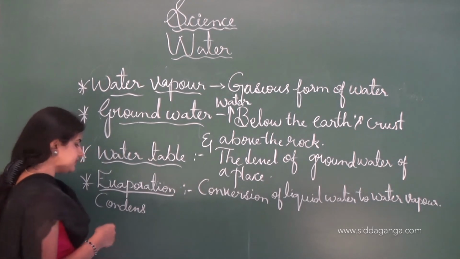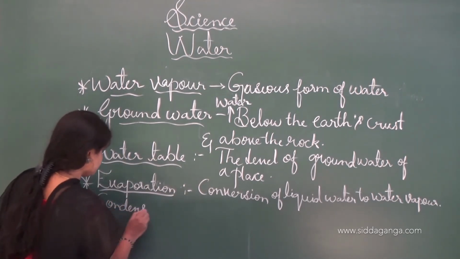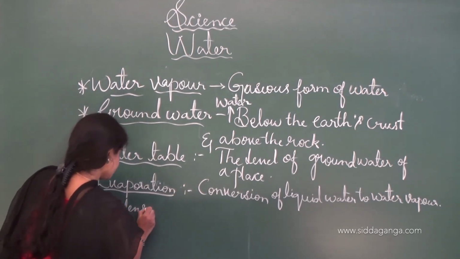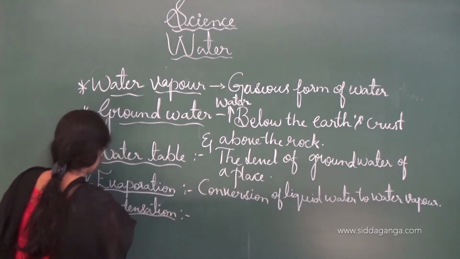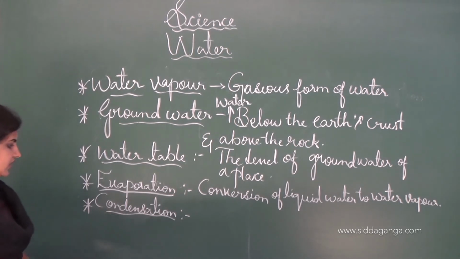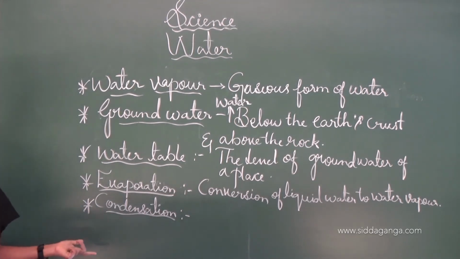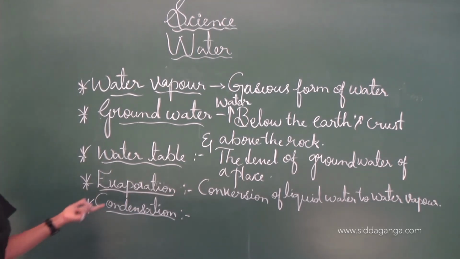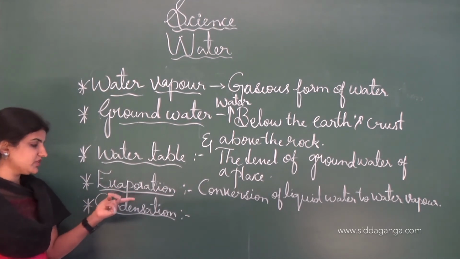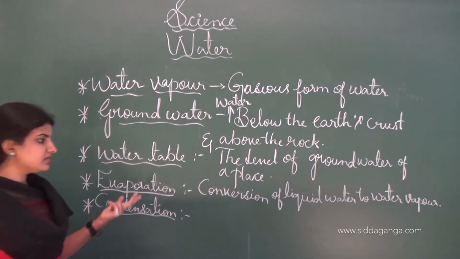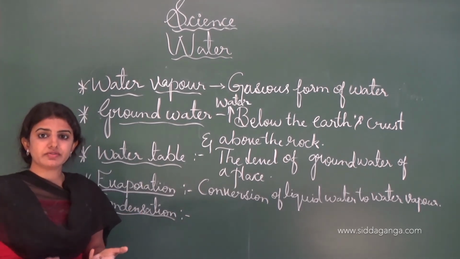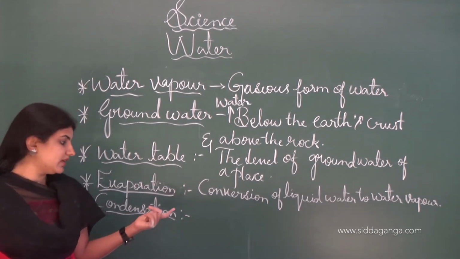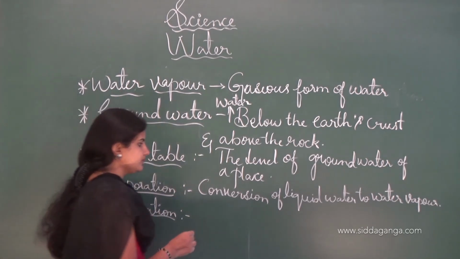See, in the preceding section I told about the definition of condensation. In this lesson also the term condensation comes, so I told the definition of condensation. Condensation is nothing but the reverse process of evaporation, where the water vapor gets converted into the liquid form when it comes in contact with a cooling substance. That is called condensation.